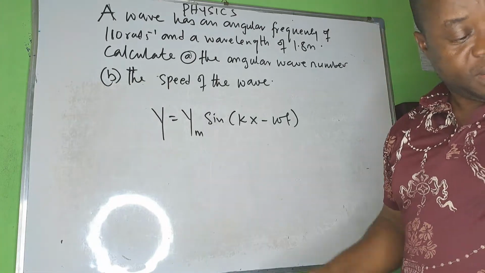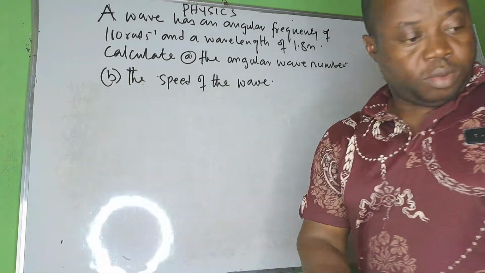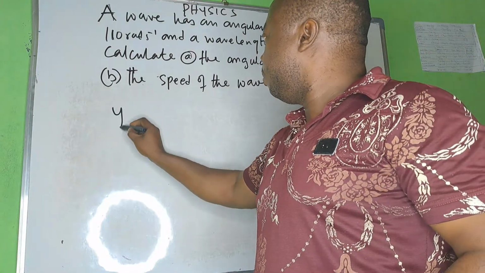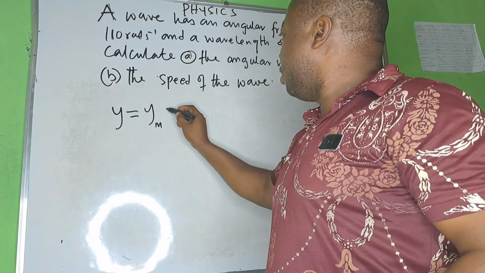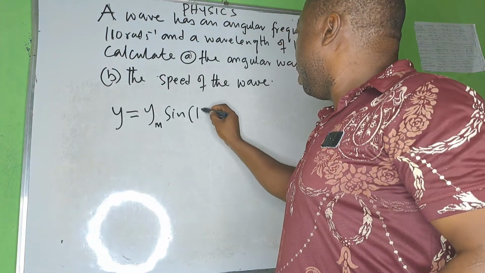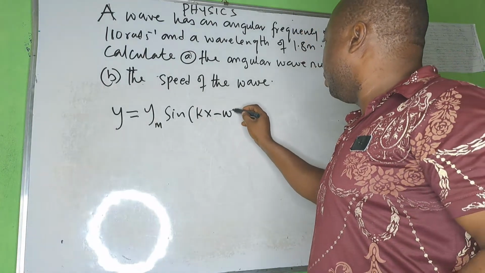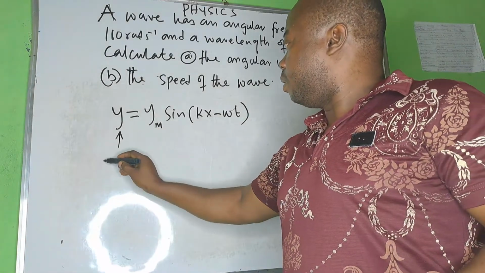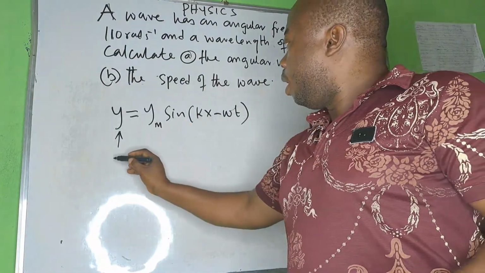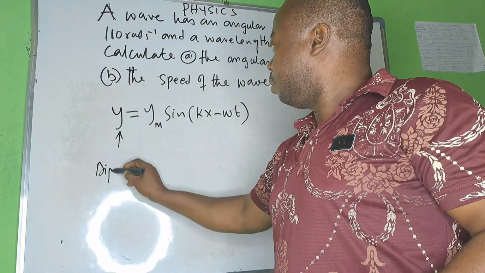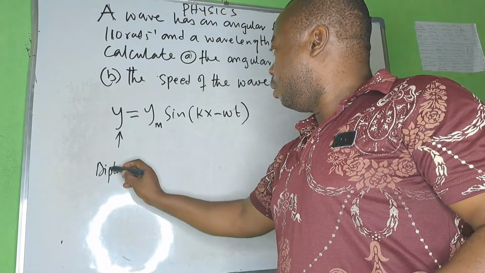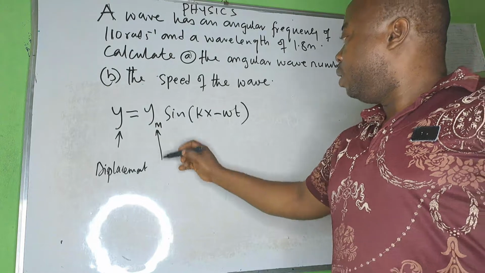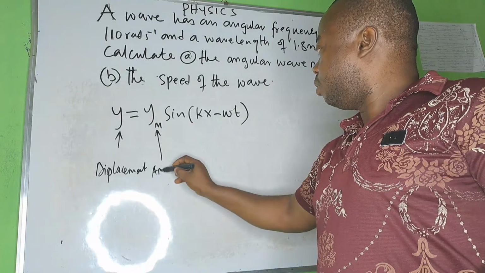And so I have, let me minimize this. It appears big. So the general equation of wave, we assume it's a transverse wave, is y equals ym sine kx minus omega t. Now we try and define: this y is called displacement, as the wave travels along. So ym is the amplitude.